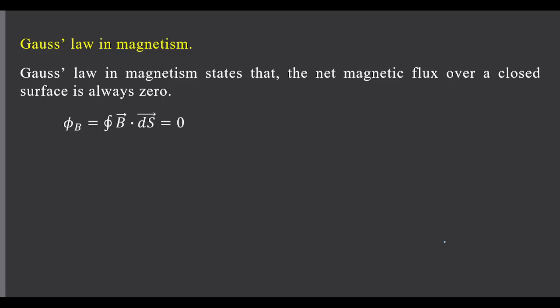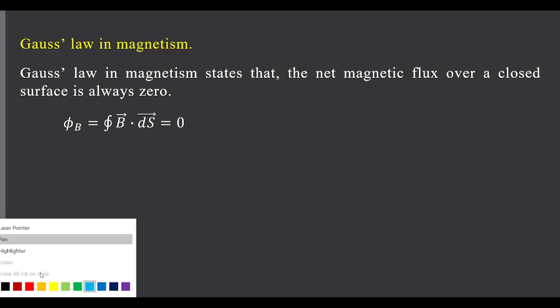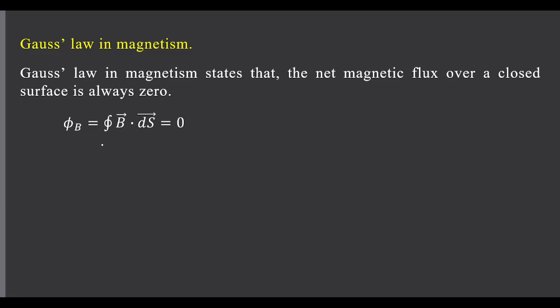That is given by this law called Gauss law in magnetism. So here we have phi B is equal to the closed integral of magnetic field over a surface, equal to 0. Correct? This is called Gauss law in magnetism. This formula is also important.